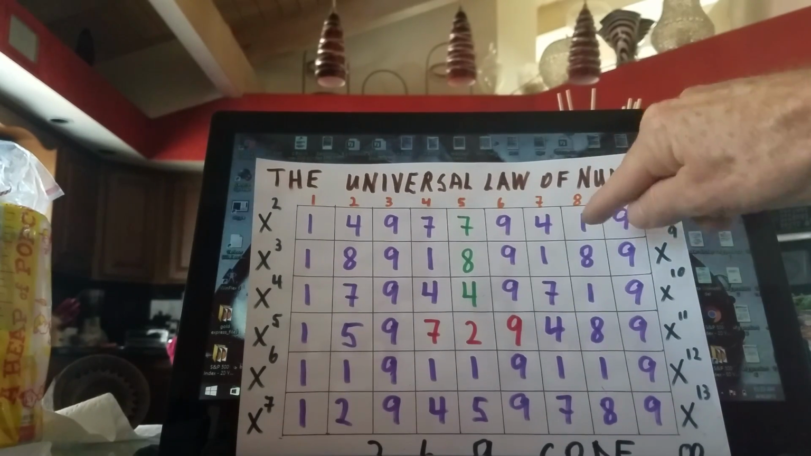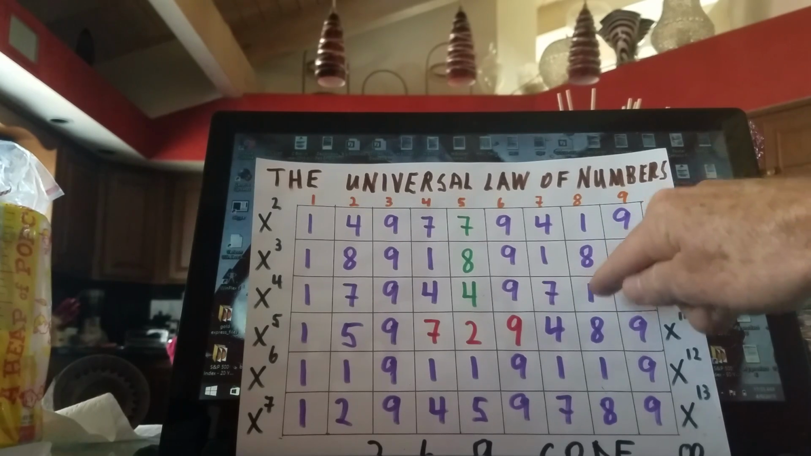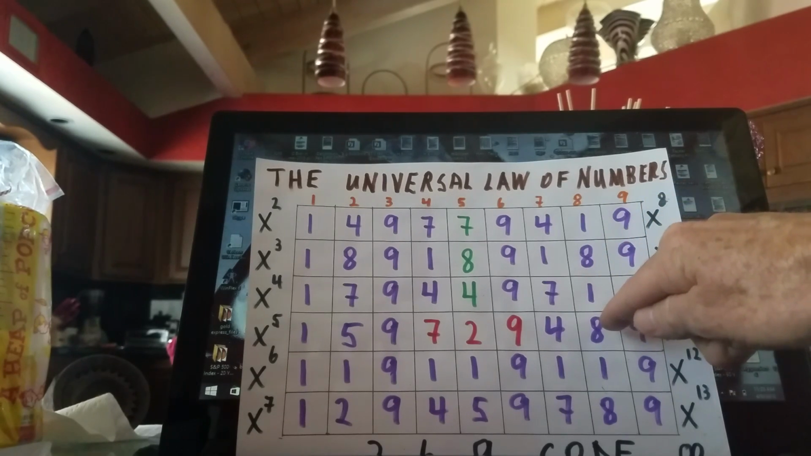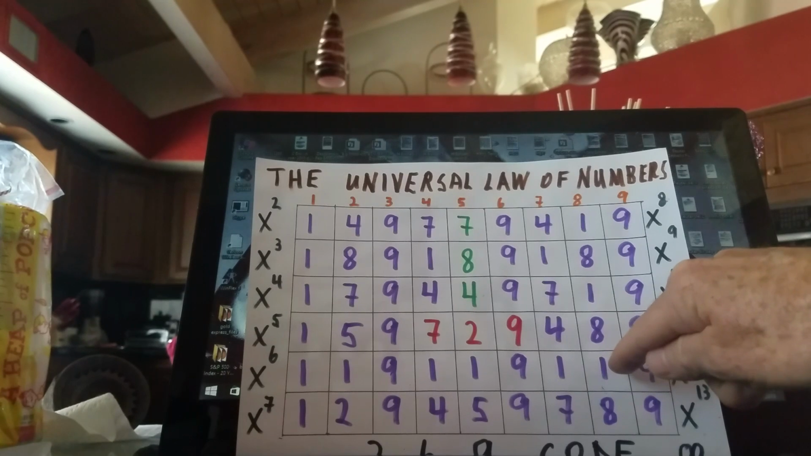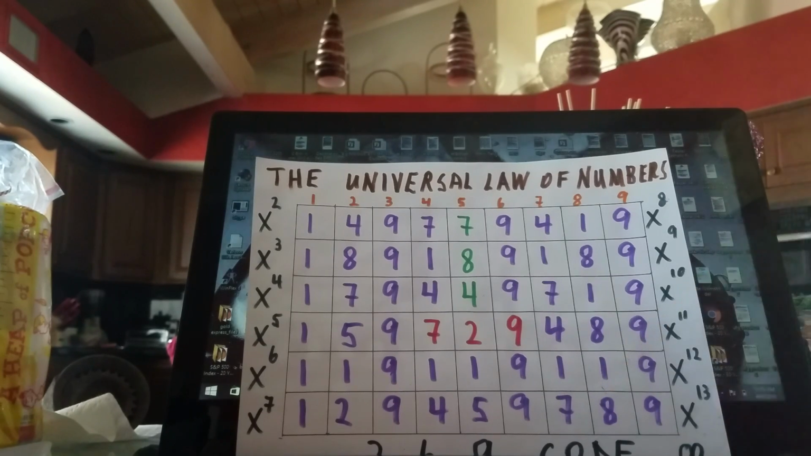8 times 8 is 64, times 8 is 512, times 8 is 4,096, times 8 is 32,768, and times 8 is 262,144, times 8 is 2,097,152. 2 and 9 is 11, plus 7 is 18, plus 1 is 19, plus 5 is 24, plus 2 is 26, 2 and 6 is an 8. And that's how we get that one there.